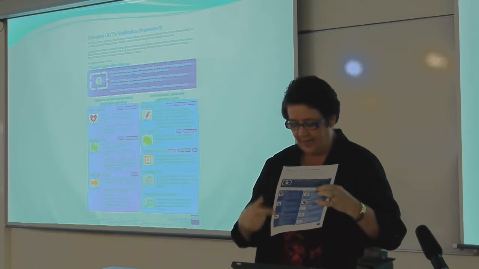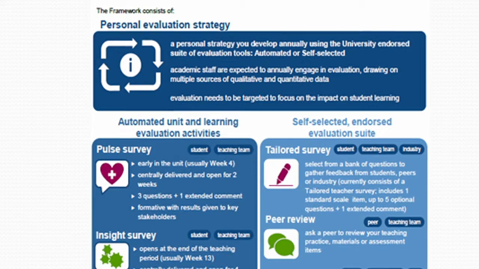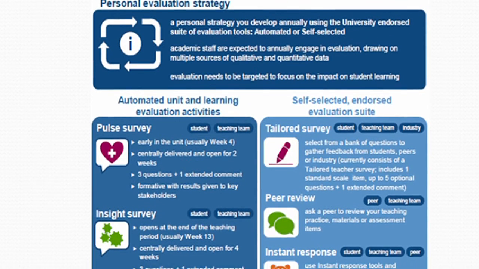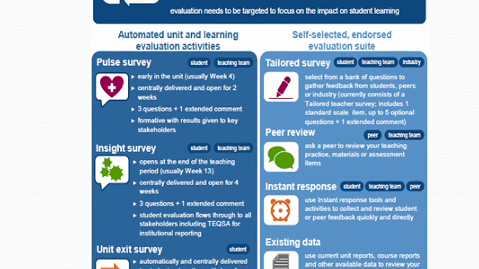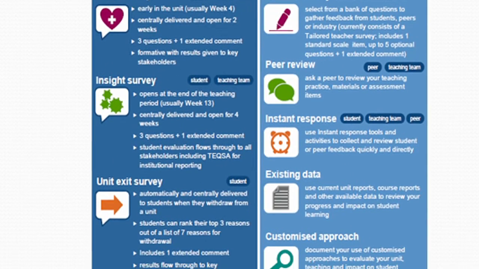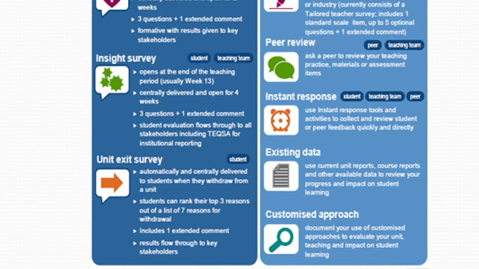So on the left-hand side, we've got surveys that are automated, so we do have surveys, and on the right-hand side, we have optional opportunities that we would validate to say to academic staff, you can choose to do any of these.